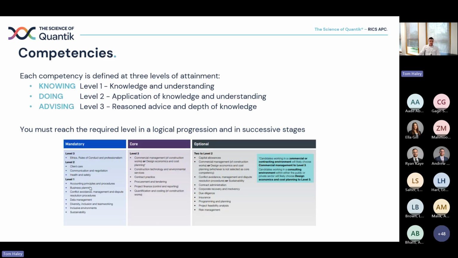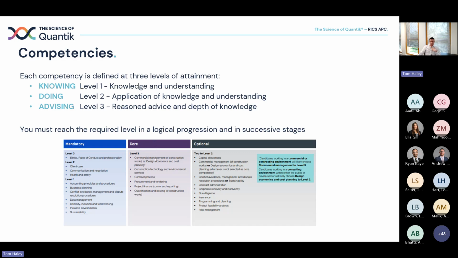From a QS perspective, these are the competencies. So this appears in the pathway guide. Forgive me, I can't remember which page it is. Mandatory, so these are the ones that all QSs follow. And core competencies, these are the ones that are specific to QSs.